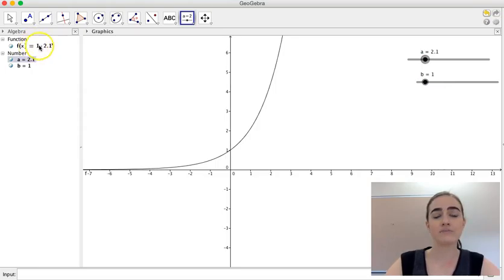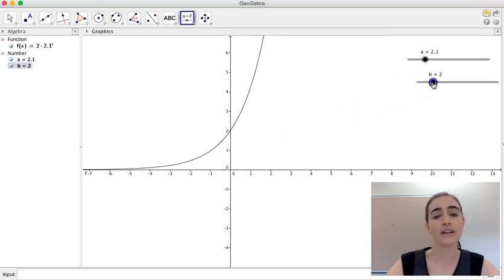Let's have a look at this number out the front. So at the moment, that number, that b, has a value of 1. And we can see that our curve passes through 1. So it has a y-intercept of 1. As we move it, we can see that that y-intercept changes.